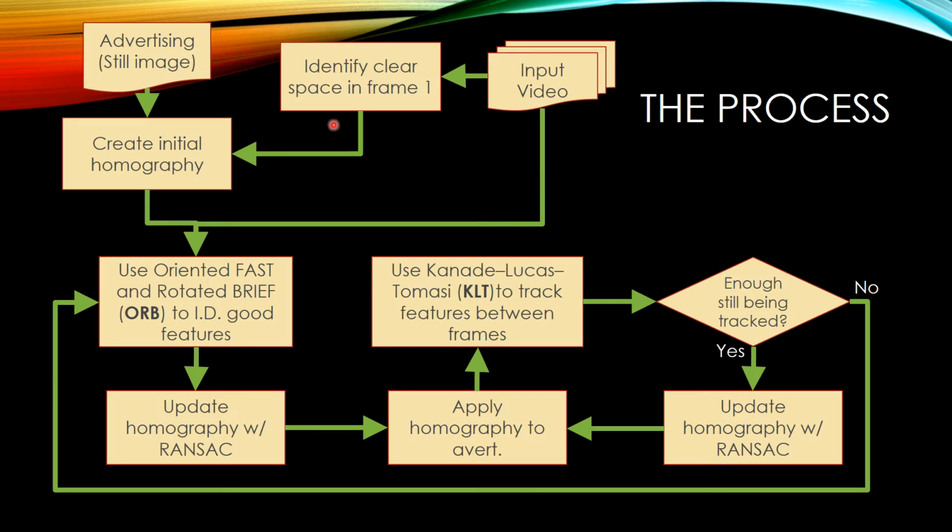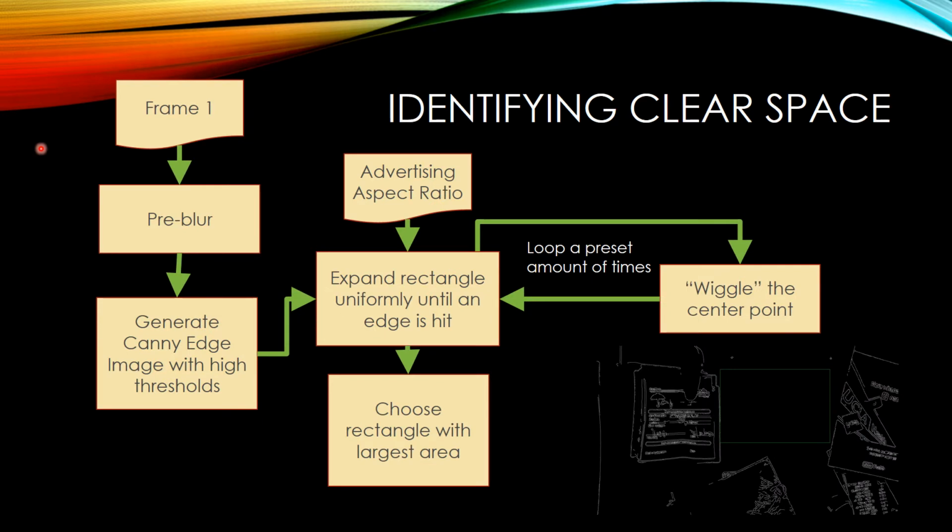I'll come back to this, but first I wanted to talk about this step, of identifying a clear space to place an ad, which is somewhat of a separate procedure in and of itself. Given the input frame, a Gaussian blur is applied and an edge image is created using Canny edge detection. Then the algorithm starts looking at a rectangular region from a preset starting point and uniformly expands that region until it detects an edge in its perimeter. It will then wiggle the proposed center point and try to expand further, up to a set number of times. And in the end, the rectangle with the largest area is chosen.